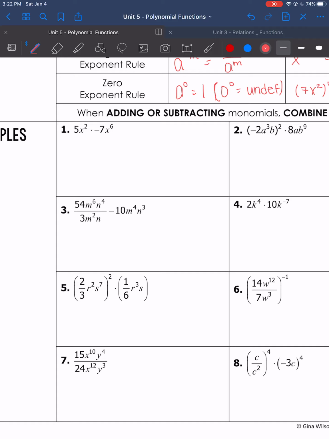So number 1, I have 5x squared, and I'm multiplying it by negative 7x to the 6th. So when you do that, you multiply 5 and negative 7. So that gives me negative 35. And then I have x squared times x to the 6th. And since they're the same base, I'm going to add my exponents together. So 2 plus 6 gives me 8.